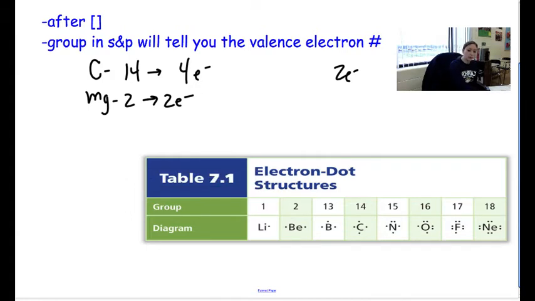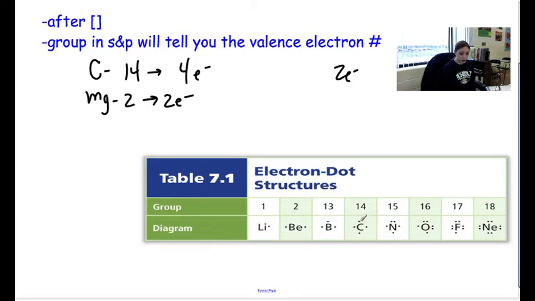And when we look at this table, we see the group number and a representative element from each group. Notice how in group 1 we have 1 valence electron and lithium has 1 dot. Beryllium in group 2 has 2 valence electrons, 2 dots. 3, 4, 5, 6, 7, 8. Now what you'll notice about the dots is that there is 1 on each side, like in carbon, before we put 2 on a side.